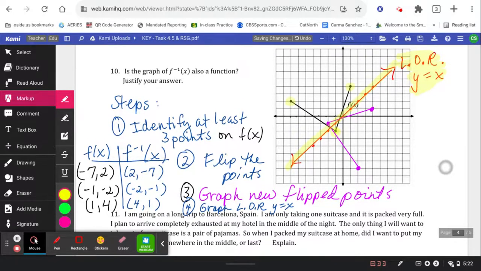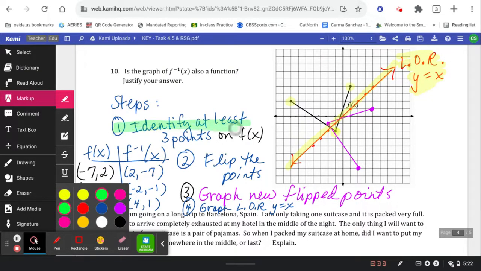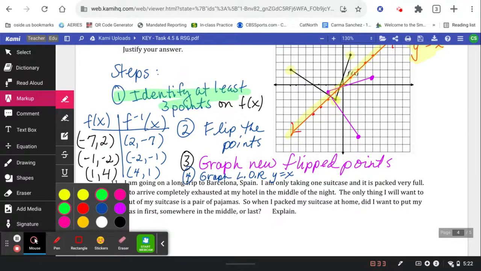All right, so how do I graph an inverse? Identify 3 points. That was over here. Let's highlight some steps here. Identify the 3 points. That was this part. Then we flip the points. That was this part. And then we graphed the points.